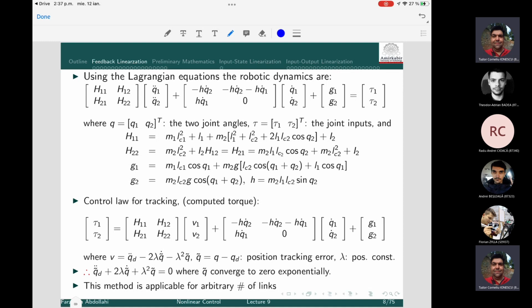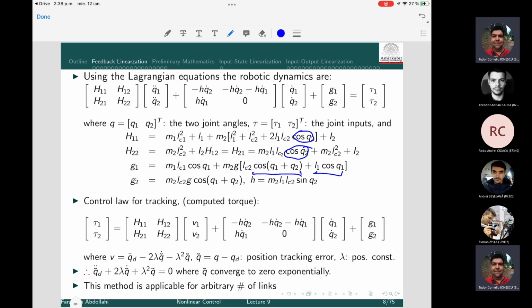So we are using Lagrangian mechanical modeling, which is this one. In these equations, Q1 and Q2 are the positions, the joint angles, tau1 and tau2 are the joint inputs, and the functions h11, h12, h21, and so on are of this form. Very complicated. You see here the cosine, and here another cosine, and cosine of Q1. So it's not so easy, as you can see.